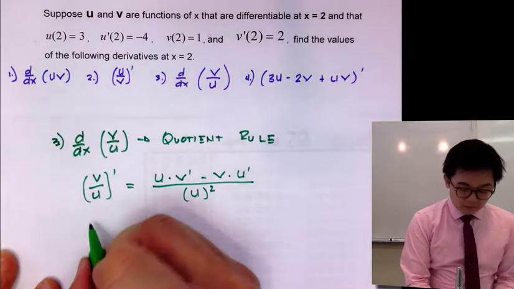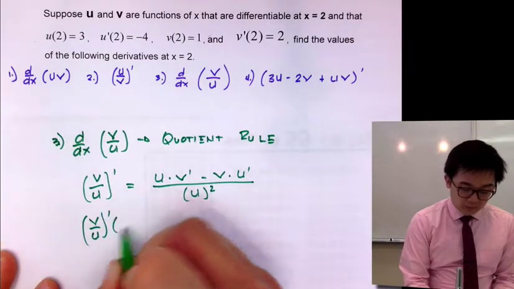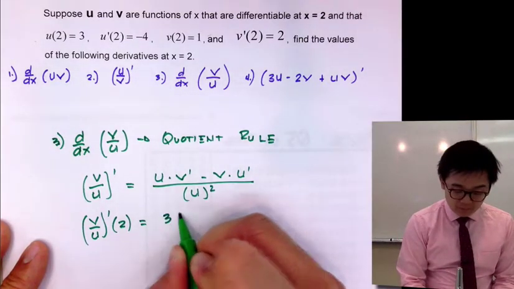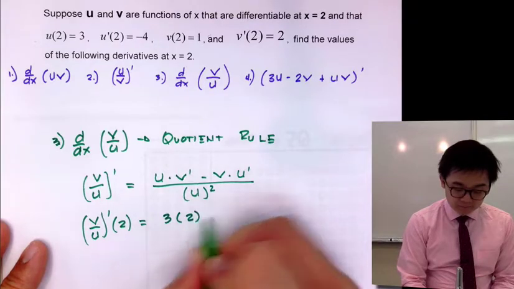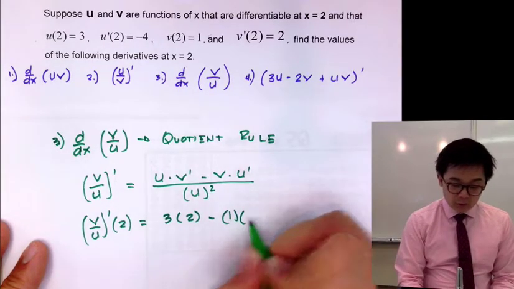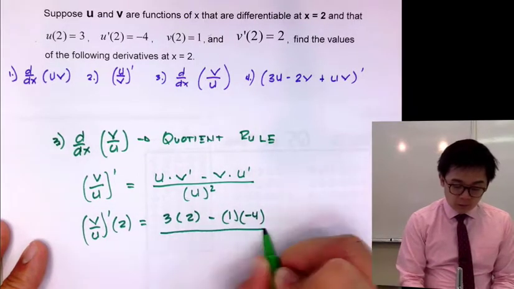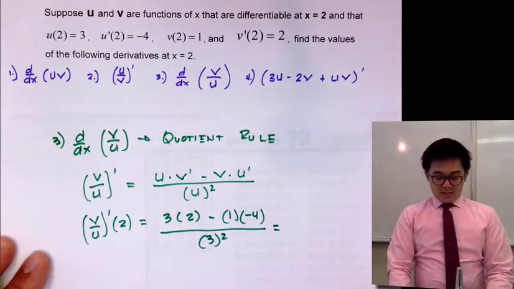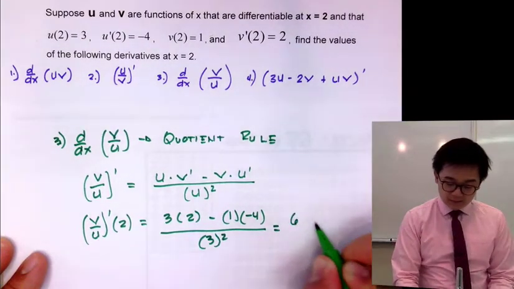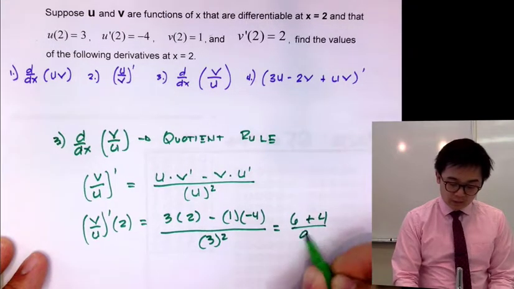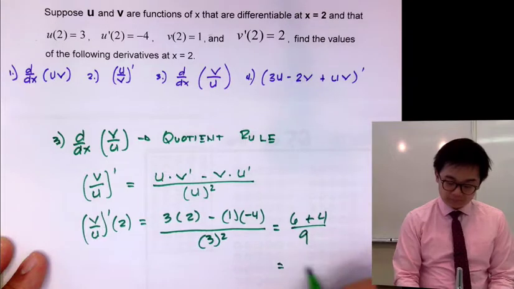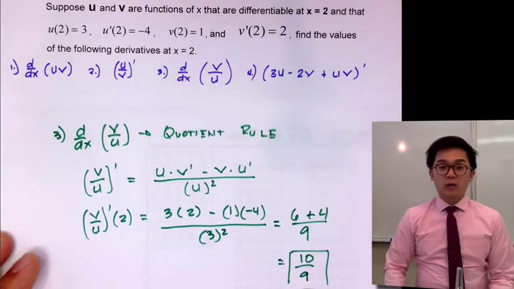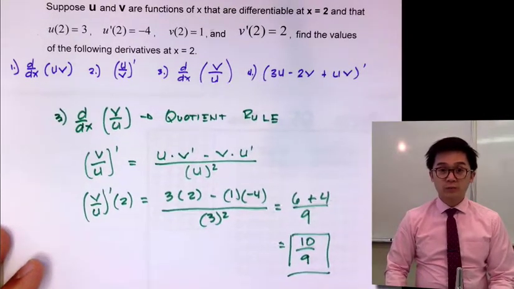So now that we have the derivative, we're evaluating it at x equal to 2. So by substitution, u is 3, v prime is 2, v is 1, u prime is negative 4, all over u, which is 3 squared. And by simplifying our fraction, we'll have 6 plus 4 all over 9, which is going to give us 10 all over 9. So that's our derivative for our third problem.